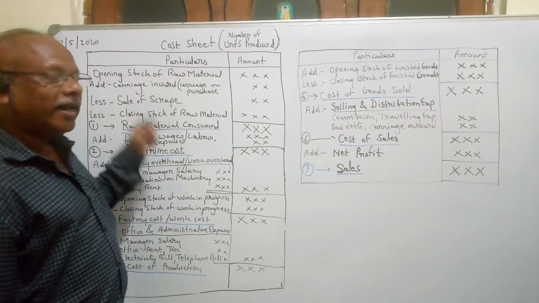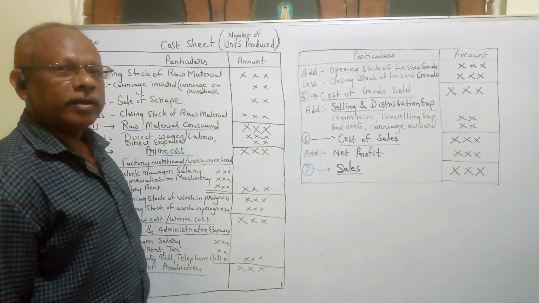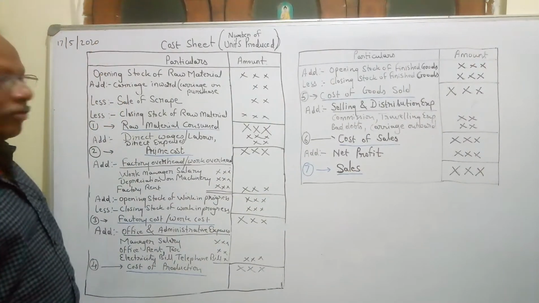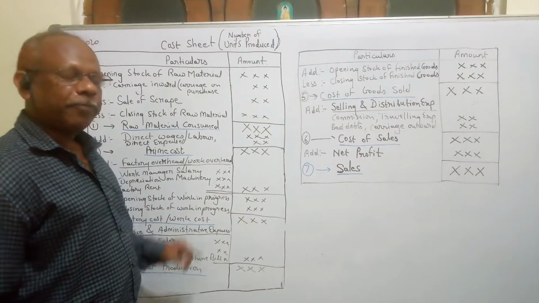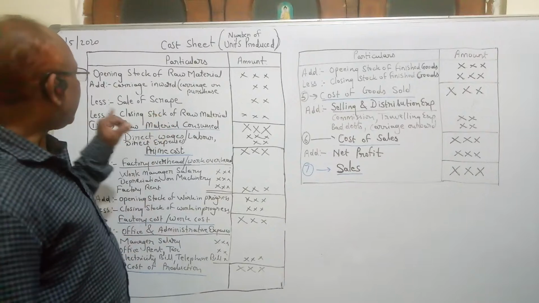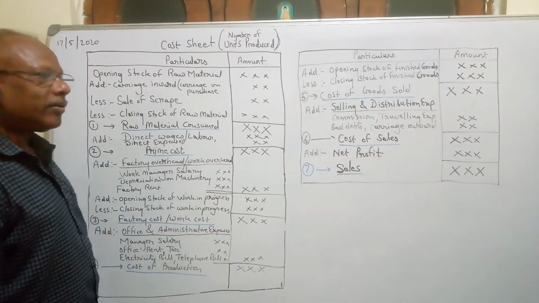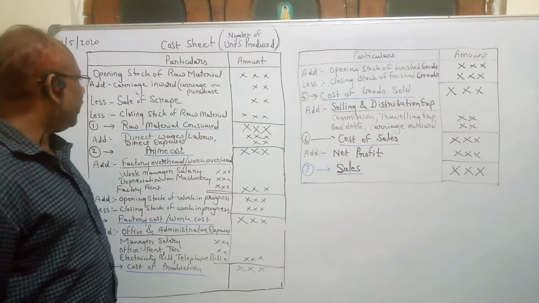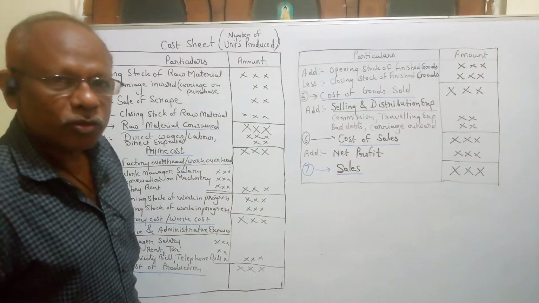Then you have to deduct the sale of scrap, because when scrap is sold it creates income, and income is deducted, as well as the closing stock of raw material that remains with us. That's why this is also deducted. So opening stock of raw material, adding carriage inward, deducting sale of scrap and closing stock of raw material will give you raw material consumed.